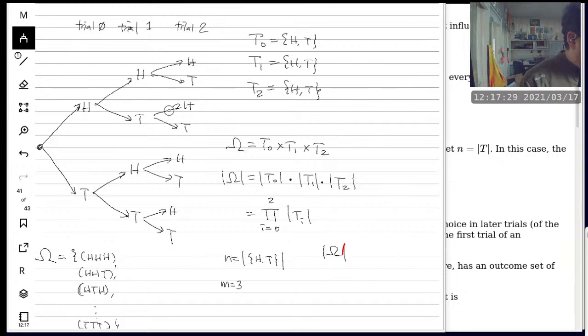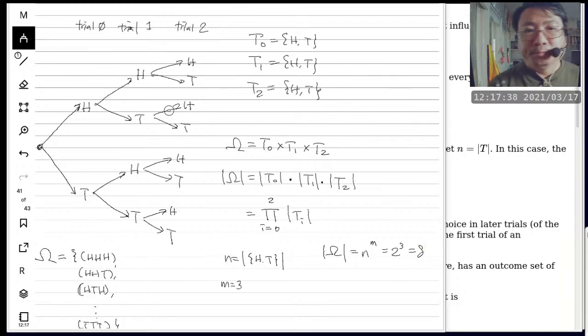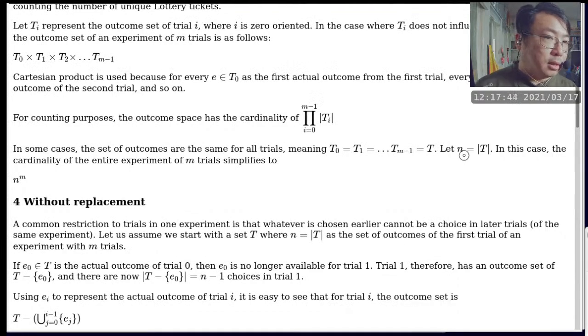So the cardinality of omega is just n to the power of m, which is 2 to the power of 3, and that is 8. So I'm just using this as an example to illustrate the concepts. And I'm just checking to see if there are any questions, and there are no questions at this point.